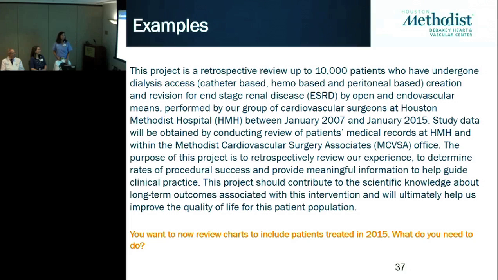So this project is going to contribute to scientific knowledge about long-term outcomes associated with this intervention and will help us to improve quality of life for these patients. So we want to review charts now to include patients that were treated in 2015. So what do we need to do?